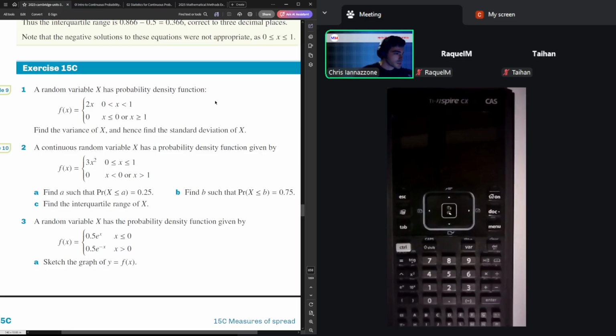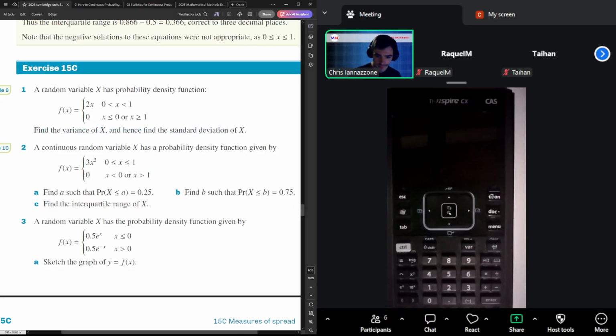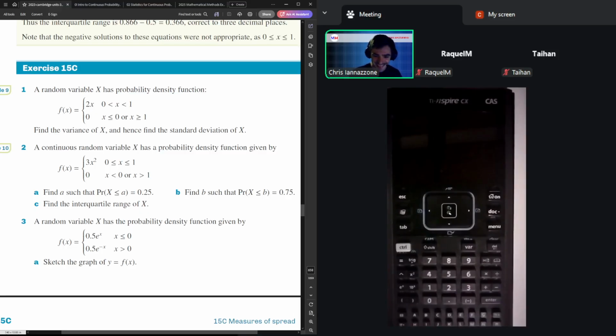Let's give this a crack. Random variable x has the probability density function, basically just 2x from 0 to 1. Find variance, hence find standard deviation. Oh, question. Can you go over variance equations again? Today's SAC was a tough one.